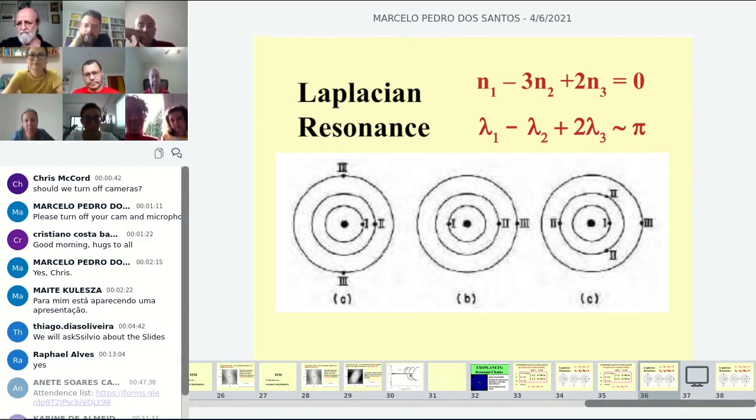In the case of the Galilean satellites, we have 3 minus 3 and 2 plus 2 and 3 equal to 0. And the relationship of the angles is lambda 1 minus lambda 2 plus 2 lambda 3 equal to pi. And we can never have the 3 satellites aligned. You see, if you put 2 in alignment, the third one is not. Or then it is in alignment, but on the other side, like in case B.